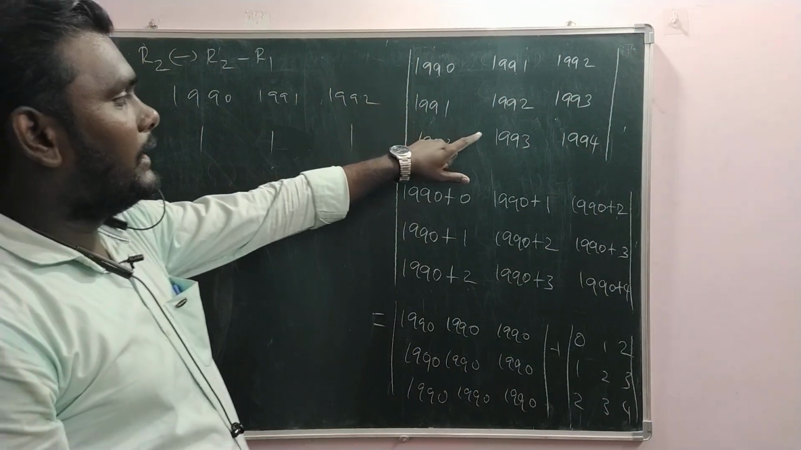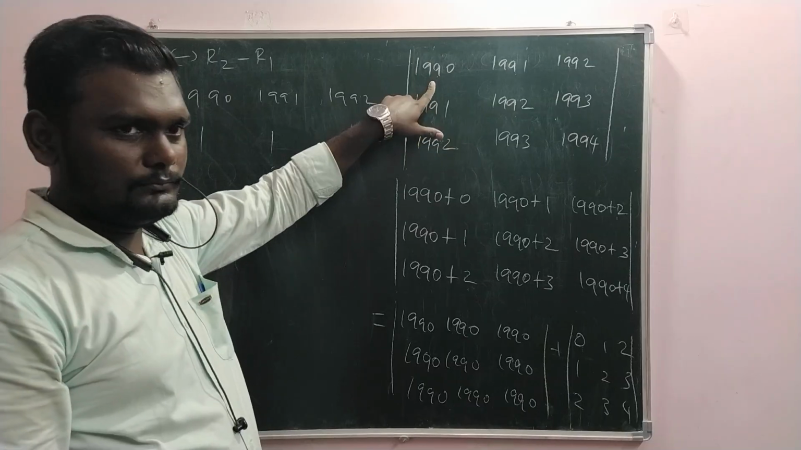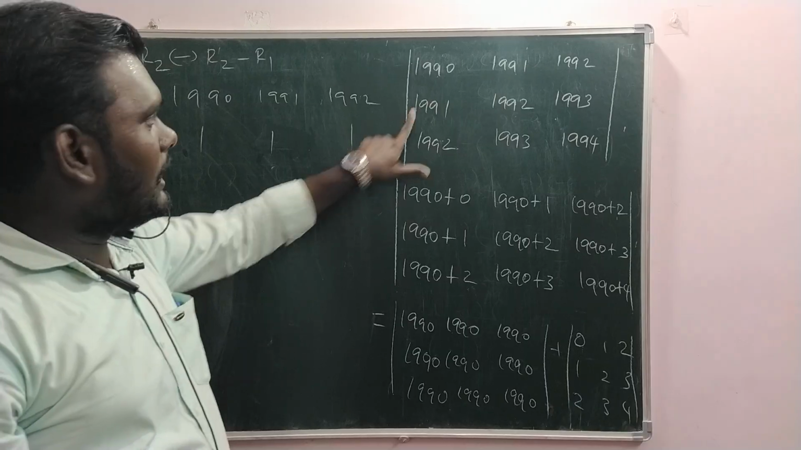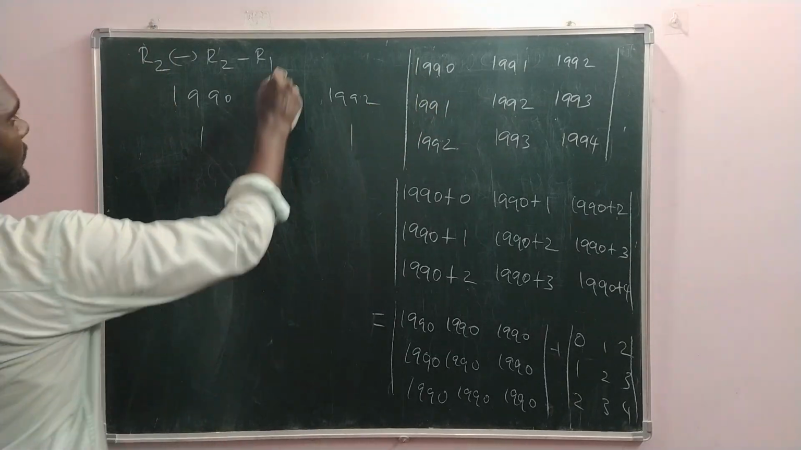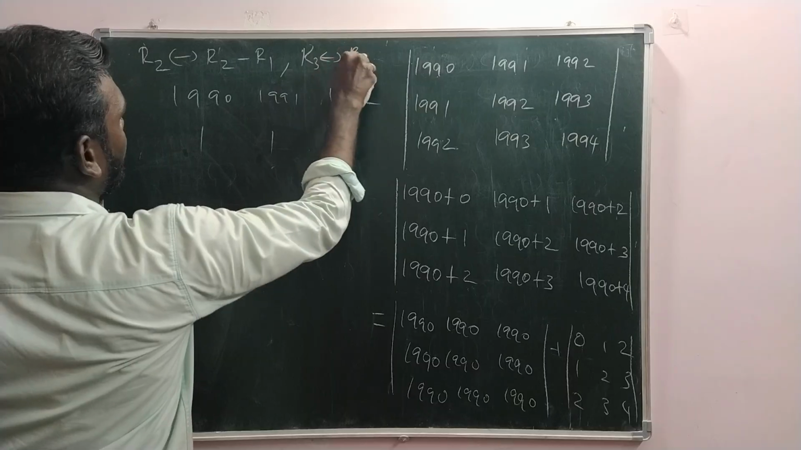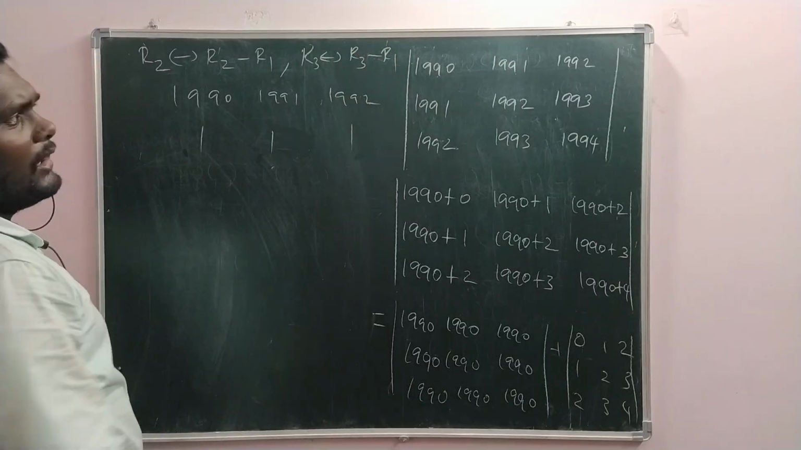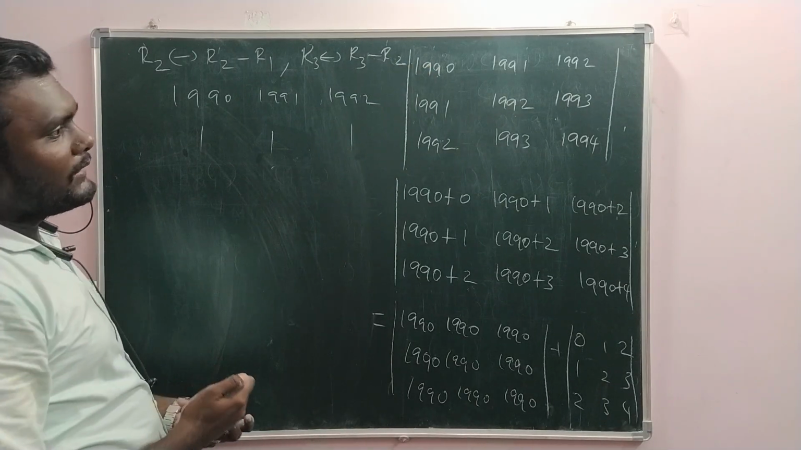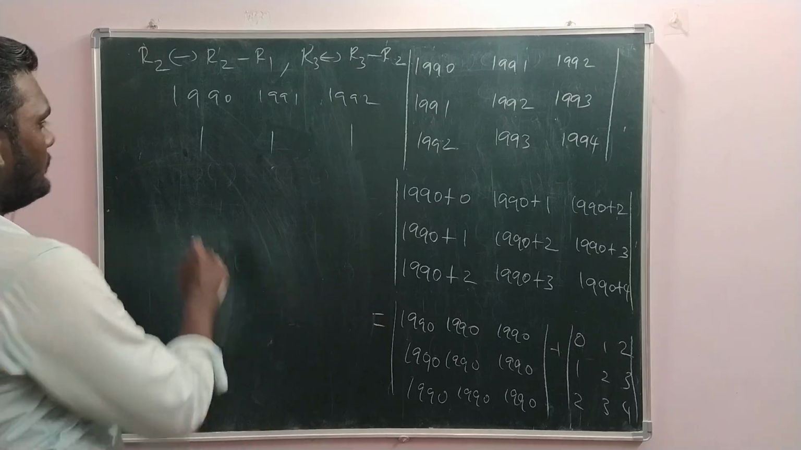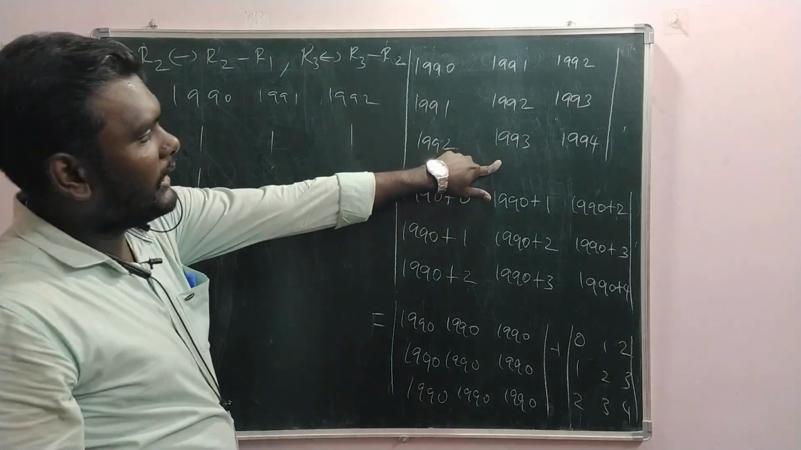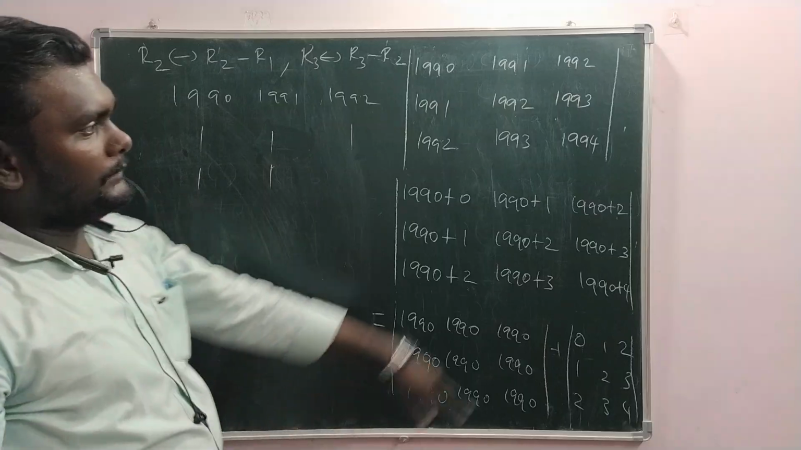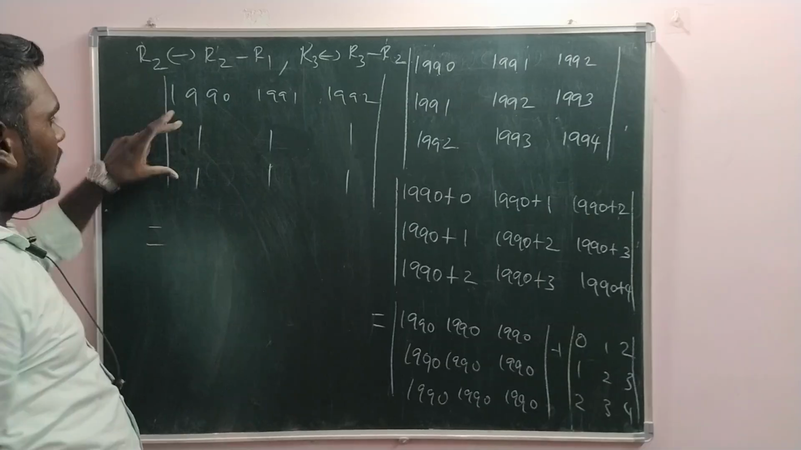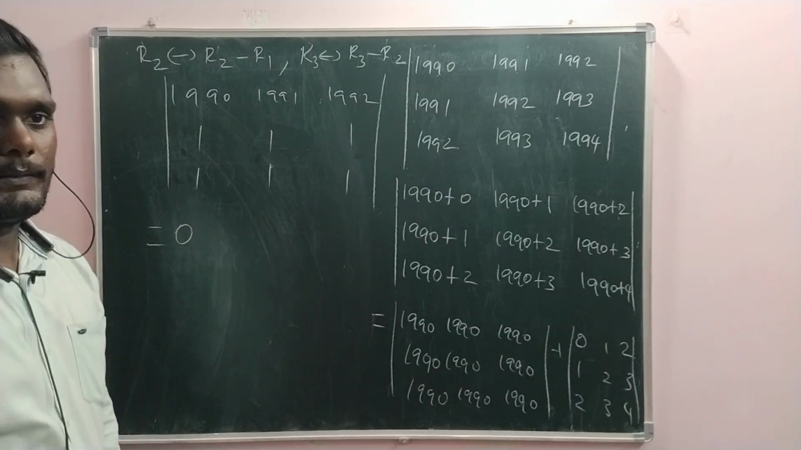See, what I did, I simply subtracted these two rows and got 1, 1, 1, right? Like R2 minus R1 I did. The same way, R3 minus R2 I will take. R3 minus R2 is 1992 minus 1991, 1; 1993 minus 1992, 1; 1994 minus 1993, 1 again. So we got two identical rows. Answer is 0.